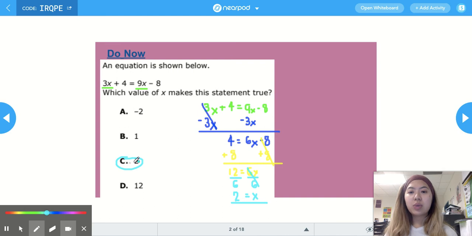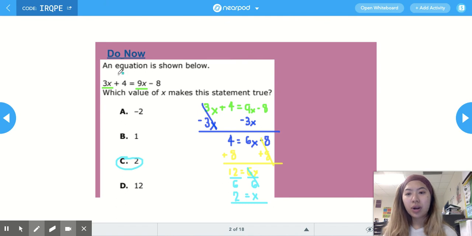And what we can do is plug this into the equation to make sure that it makes sense. So 3 times 2 is 6. 6 plus 4 is 10. 9 times 2 is 18. 18 minus 8 is also 10. So that's how we can check to make sure that 2 is the correct answer.